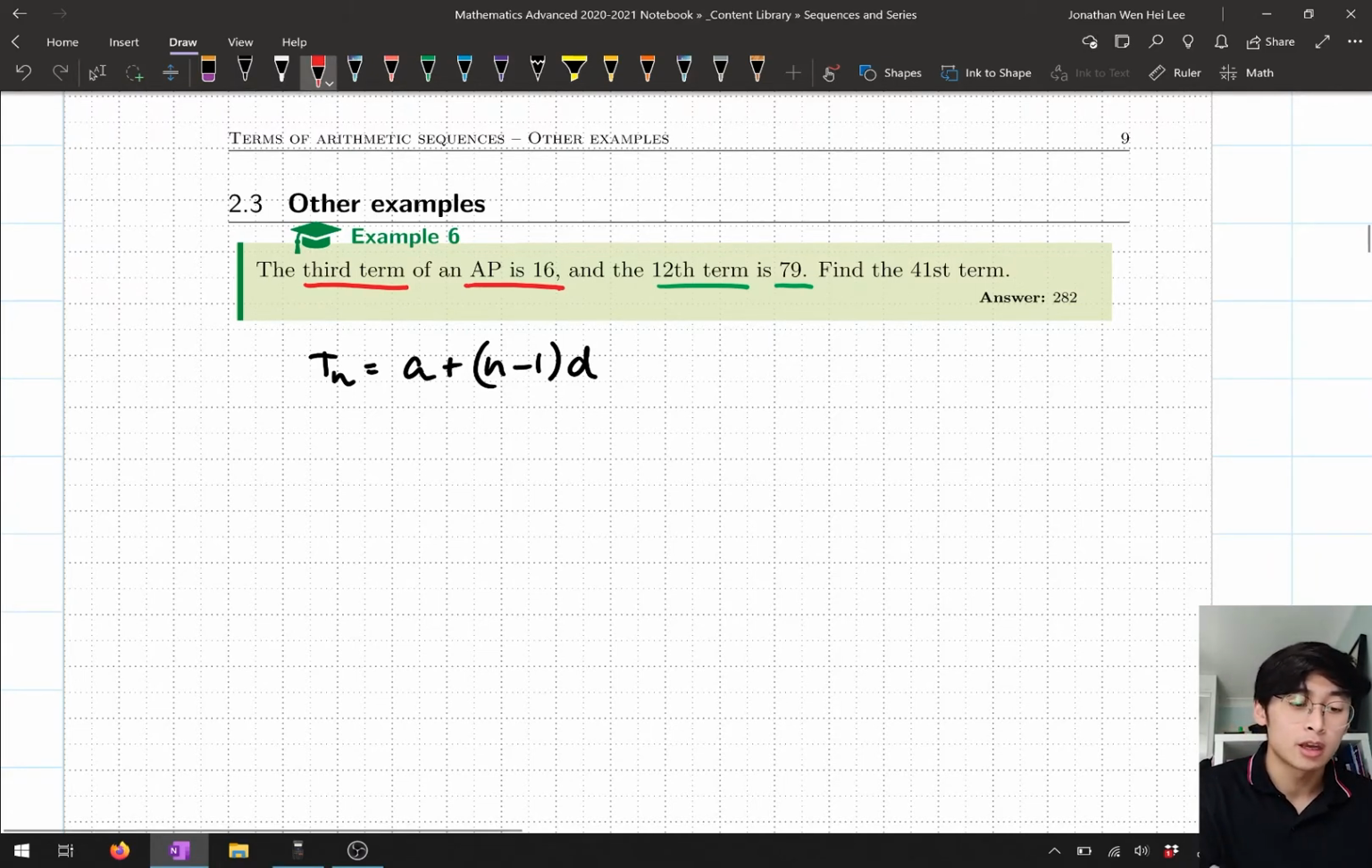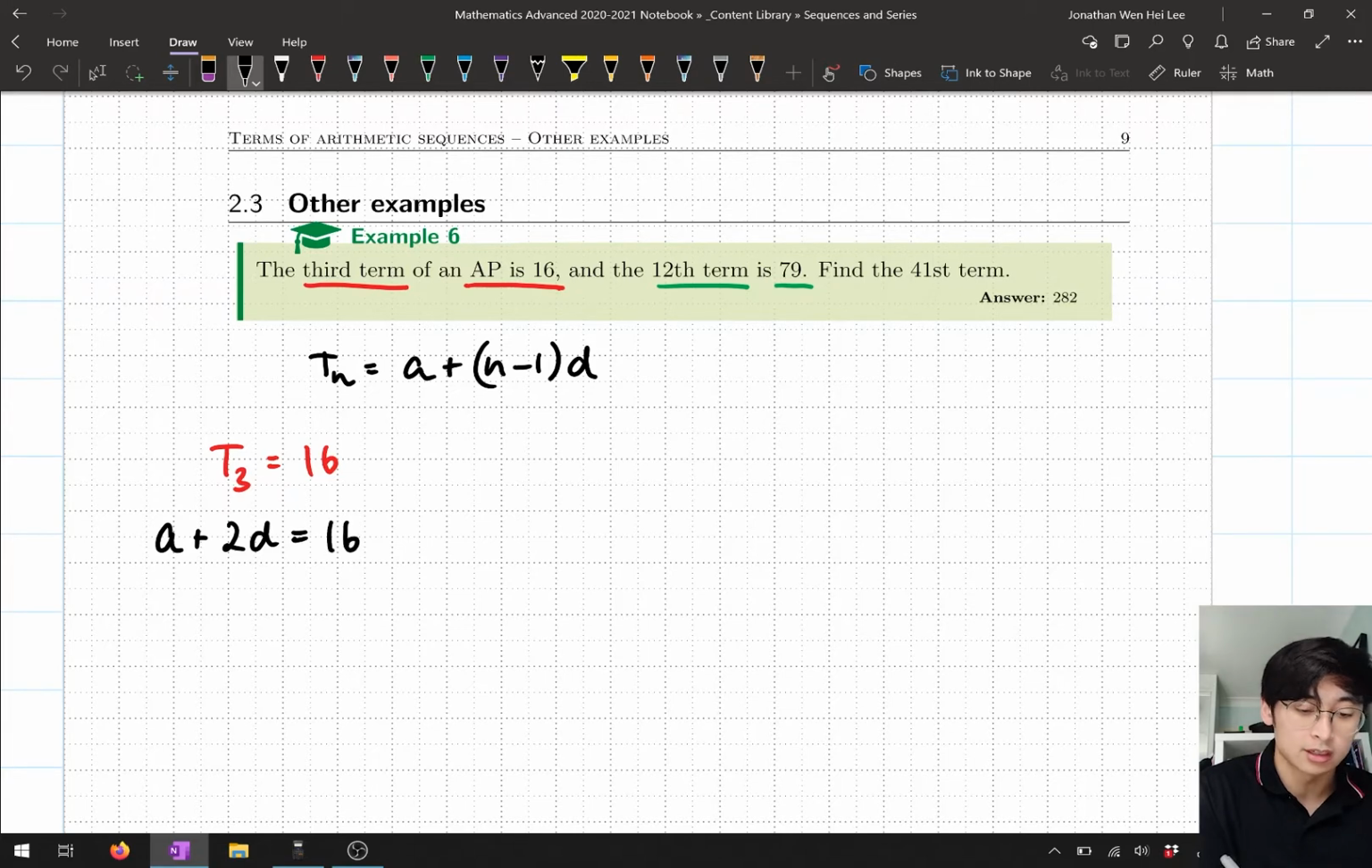So let's start off with the red one. Well, the third term, that means I can sub in n is equal to 3. So here, t3 is equal to 16. So I can write this as a plus 3 minus 1, which is 2, d is equal to 16. I subbed in that 3 into here. So a plus 3 minus 1, so I've got a plus 2d is equal to 16. The second one is I've got the 12th term is 79. So t12 is equal to 79.